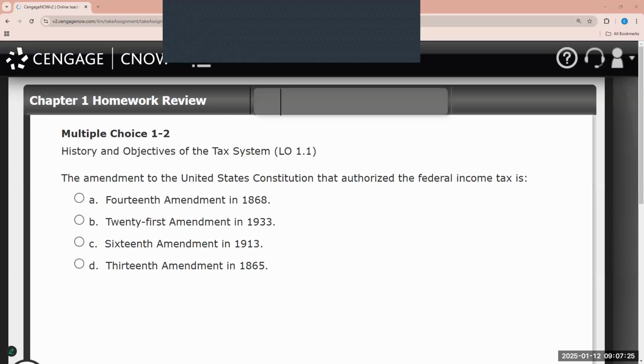The 16th Amendment was proposed in 1909 and ratified on February 3rd, 1913, and it established a permanent legal income tax. So the correct answer is the 16th Amendment in 1913, and the 16th Amendment states the following: Congress shall have power to lay and collect taxes on incomes from whatever source derived without apportionment among the several states. What that simply means is that at the federal level, everyone pays taxes, but depending on your state, you may or may not be subjected to taxation.